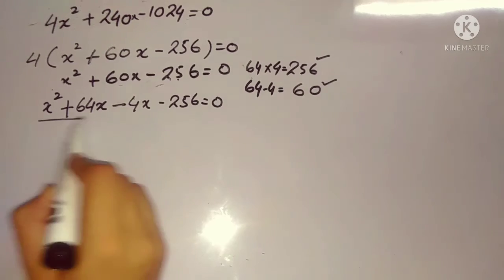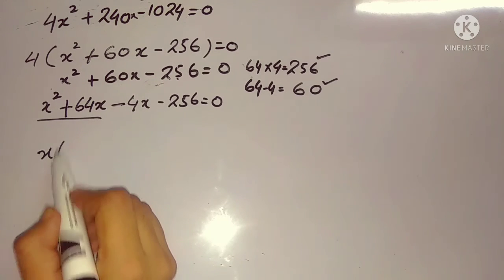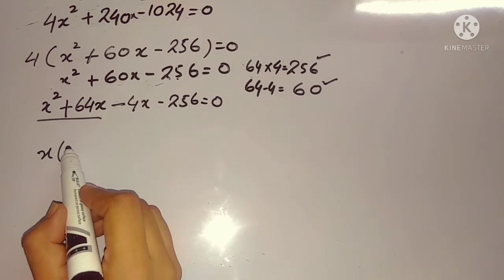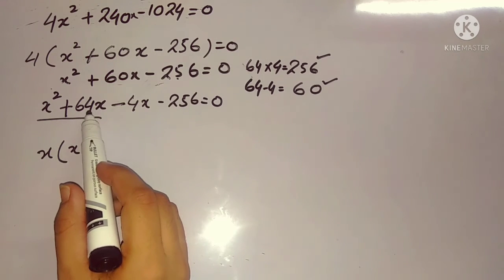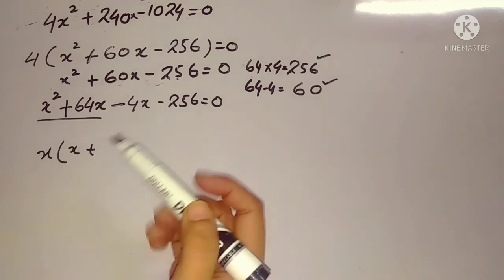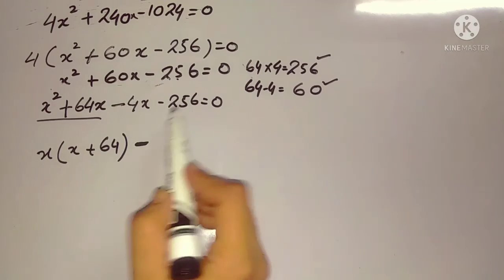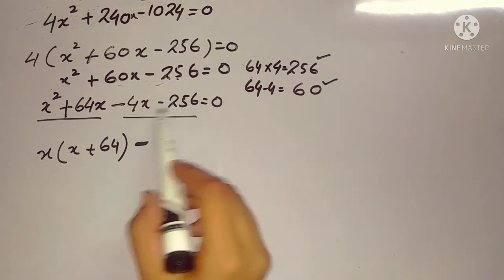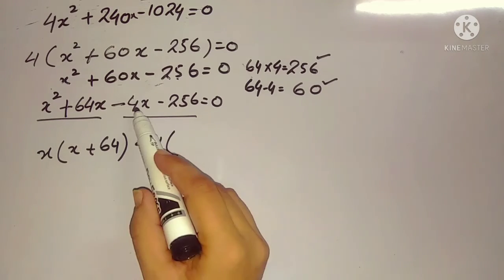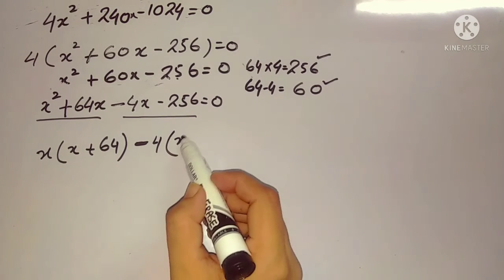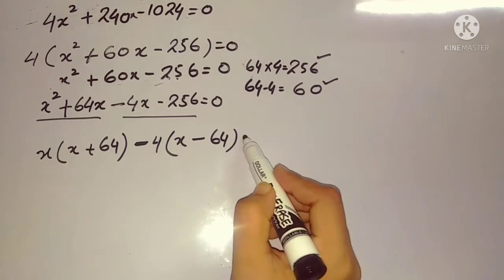Alright, so what's common in these two terms? As you can see that x is common, so take x common. Now 1x is left, so you write down 1x. And as you have taken x common, 64 is left. Now minus. What's common in these two terms? As you can see that 4 is common, so take 4 common. So x is left over here, and when you divide 256 with 4, you will get 64, is equal to 0.